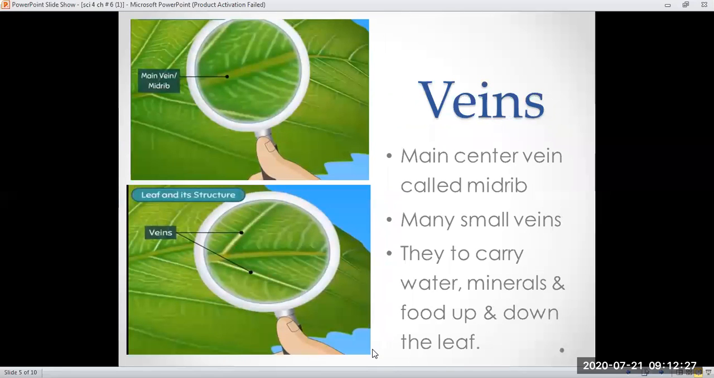The next part is the vein. You have seen the main center vein. Again, I'm saying that the center vein on a leaf is known as the main vein, or we can use the word midrib. From this midrib, we have seen very fine lines, many small veins. And what is the function of these veins? These veins have small tube-like structures, and they supply water, minerals, and food. Food is prepared in the leaves and water is collected through the roots. These are then transported through the veins to the various parts of the leaf and the plant.